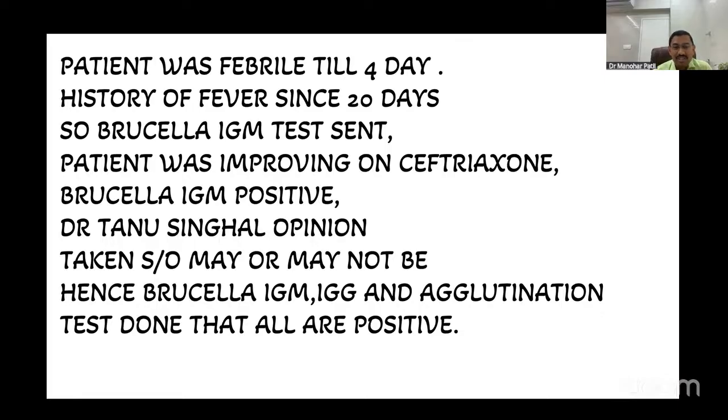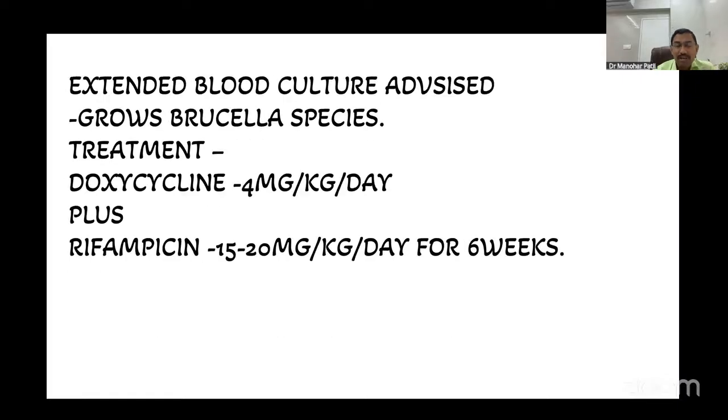Madam took a proper history and all investigations, and said it may or may not be Brucella. Then she sent Brucella IgM, IgG, and Brucella tube agglutination test. All came positive. So treatment was started with doxycycline and rifampicin in ideal doses, because the child is almost 8 years old. And I advised growing the blood culture in extended 10 days. That also shows Brucella species.